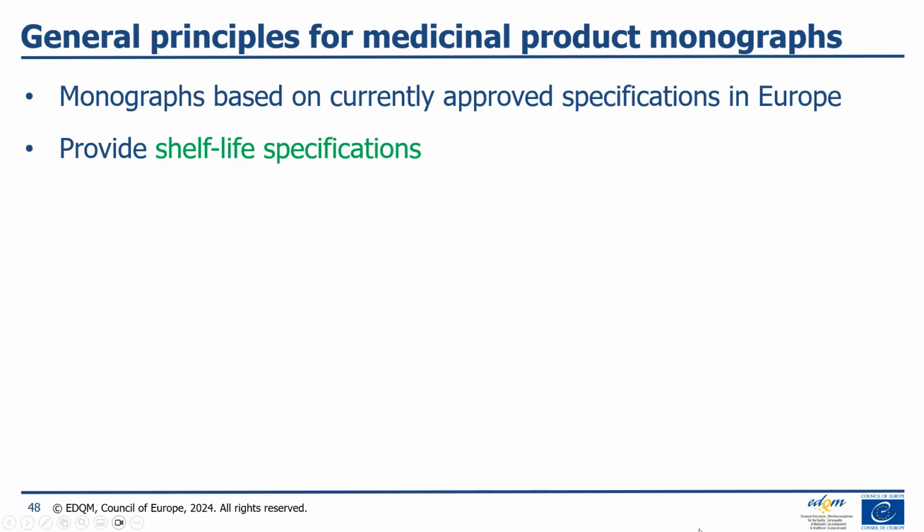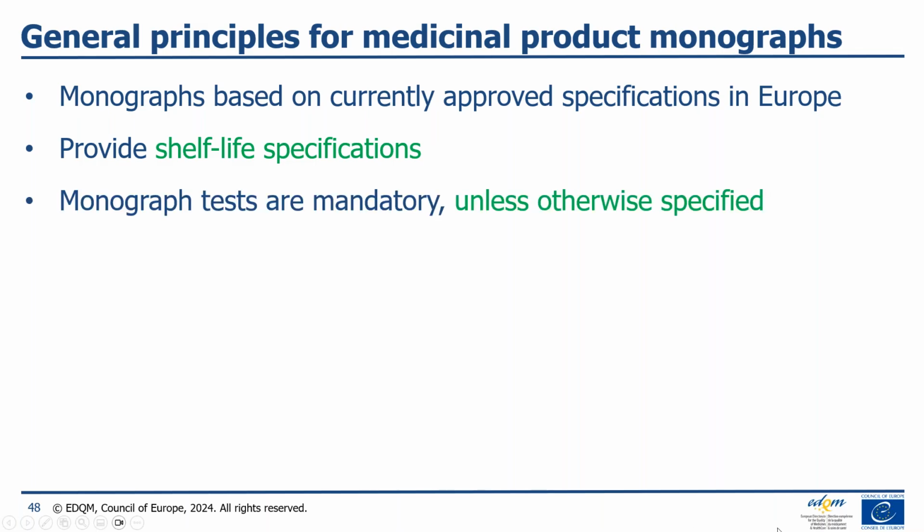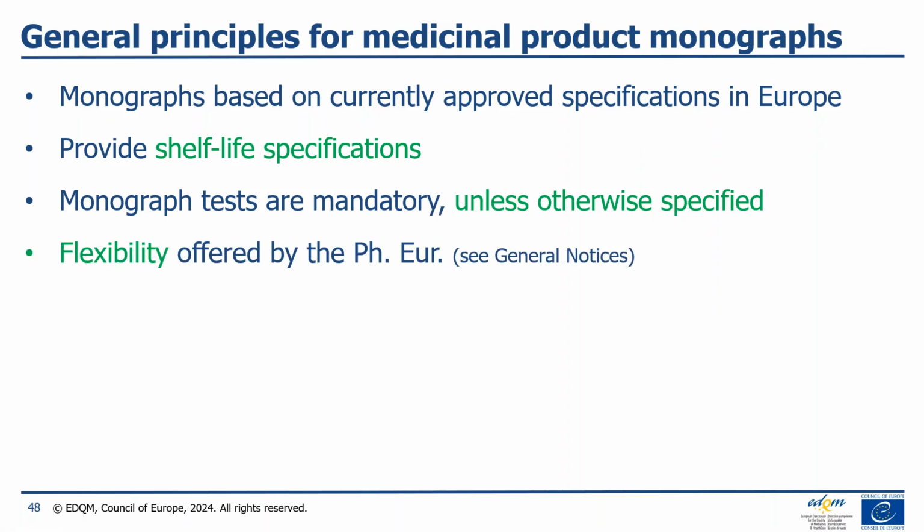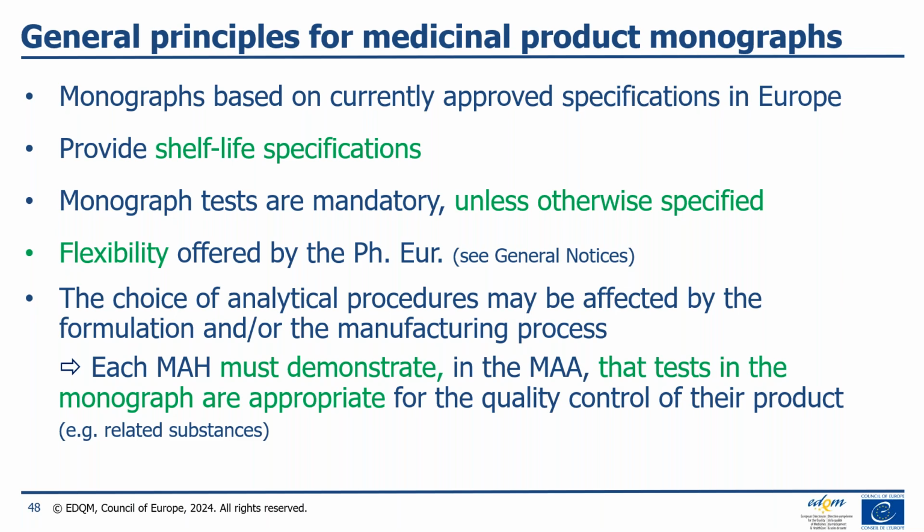As for any other monograph, the tests are mandatory unless otherwise specified. The flexibility is offered by the European Pharmacopoeia and it's covered by the general notices. And this is especially important because the choice of analytical procedure may be affected by the formulation and/or manufacturing process. So when using a medicinal products monograph, each marketing authorization holder must demonstrate that the tests described in the monograph are appropriate for the quality control of their products.